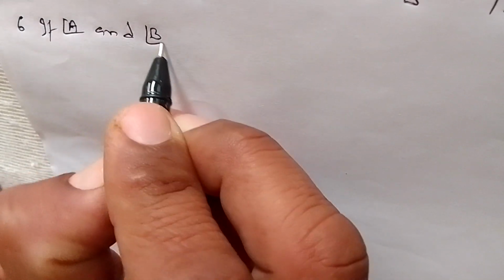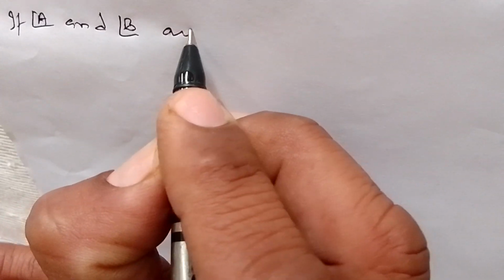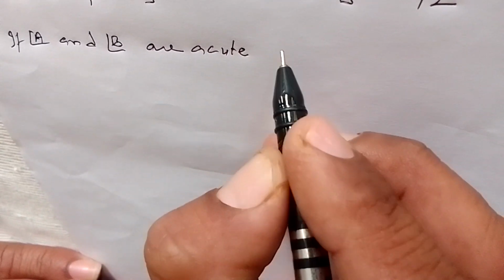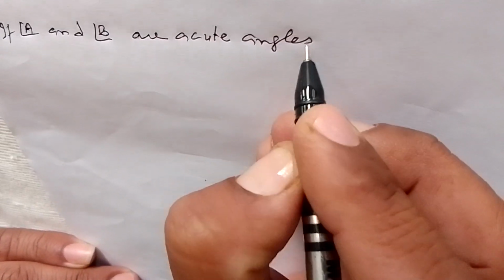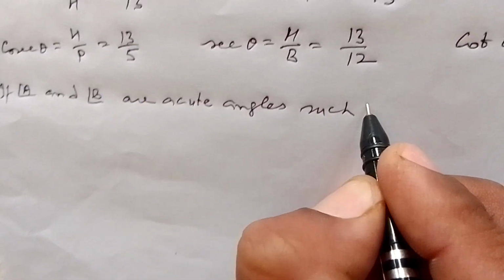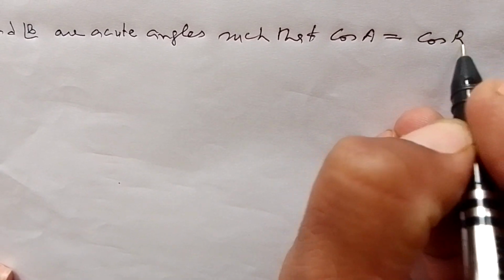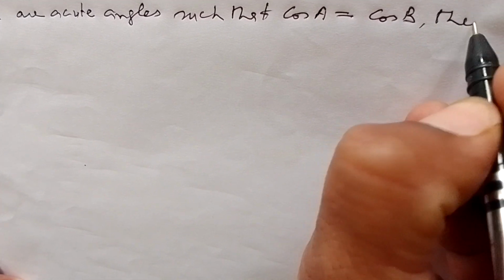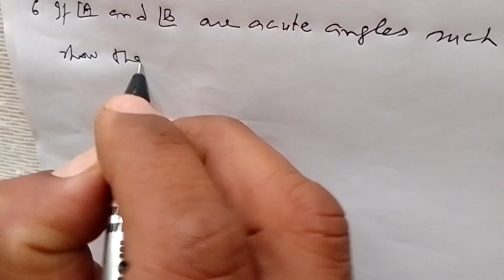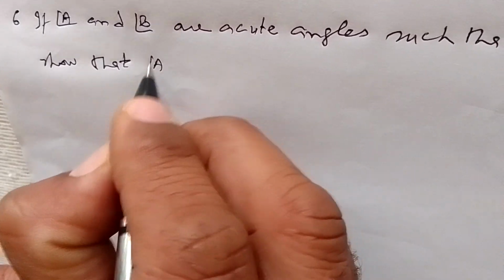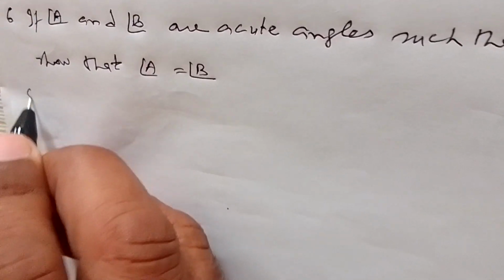Sixth question: if angle A and angle B are acute angles, that is angles less than 90 degrees, such that cos A is equal to cos B, then prove that angle A is equal to angle B. For solution of this question, we have to make two triangles, similar triangles.